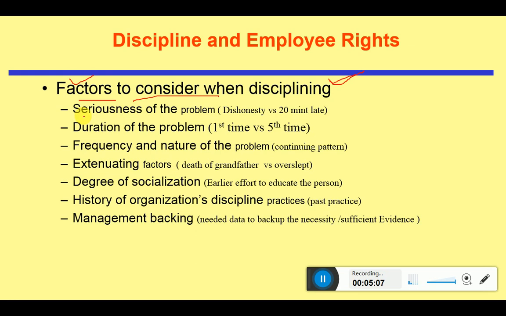Number one, we are going to study the seriousness of the problem. What is this? Seriousness of the problem simply means how severe the problem is. As noted previously, dishonesty is usually considered a more serious infraction than reporting to work 20 minutes late.